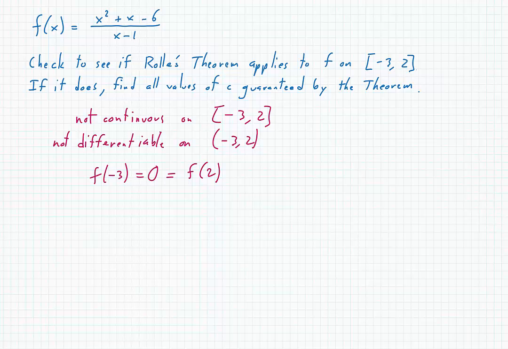The function's not continuous and is not differentiable, but we did have the two endpoints at the same height. All it takes is one of the three things to fail, and we can't apply Rolle's theorem. In this case, 2 of them failed, so we definitely can't apply it. But it's not a bad idea to check all 3, and your web assigns will expect you to do that as well.